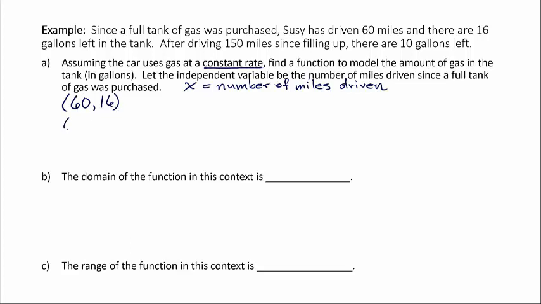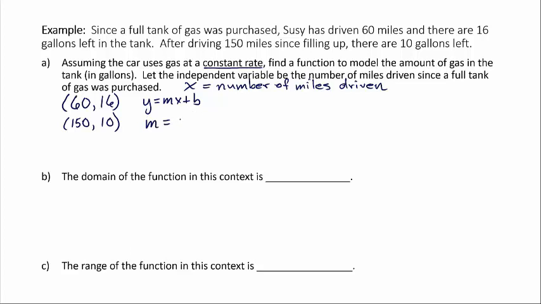And then it says at 150 miles, there are 10 gallons left, right? So I'm writing these points as I'm talking. So the point (60, 16) and the point (150, 10) are both points on this function, right? Okay. So if it's a linear function, because it's using gas at a constant rate, then I'm thinking about the form y = mx + b, right? And so I know if it's a linear function, I need to find the slope first, right?